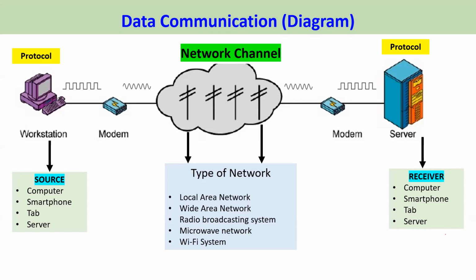Here, you can identify the data communication elements from this diagram. Those elements are workstation, modem, network channel, server, and the protocol. Five different elements or components we need to establish a data communication system. Then we'll move to the next slide.